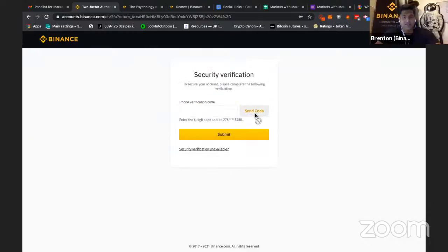So you can see my account is super secure because I have two-factor authentication on it. Not only do I need my username and password, but I also need my phone so that I can put in a special code that I get via SMS. And now I'm into my Binance account.